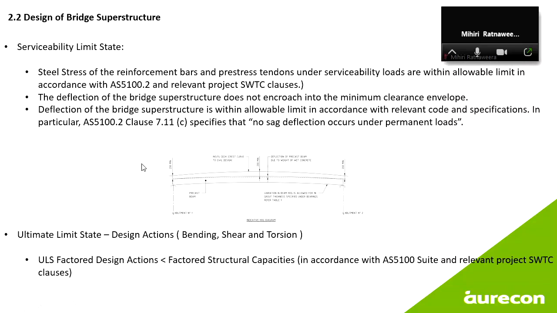Design of the bridge superstructure typically has the serviceability limit state design and the ultimate limit state design. Ultimate limit state is slightly more straightforward, because all we're trying to do is model the bridge, get the design action, and make sure the ultimate limit state factored design action is within the calculated capacity. Serviceability limit state design is actually more relevant to the multidisciplinary interface. For example, the deflection of the bridge superstructure cannot encroach into the minimum clearance envelope.